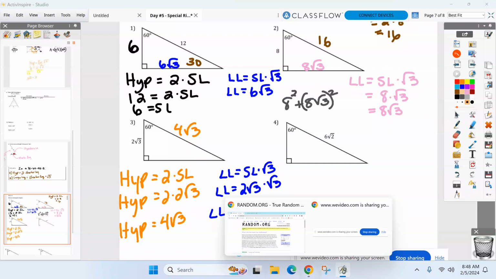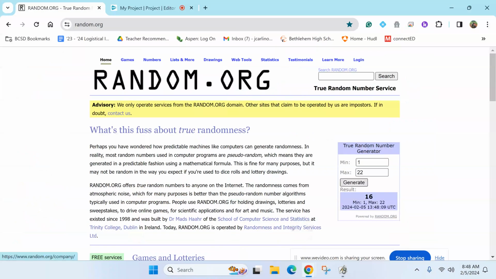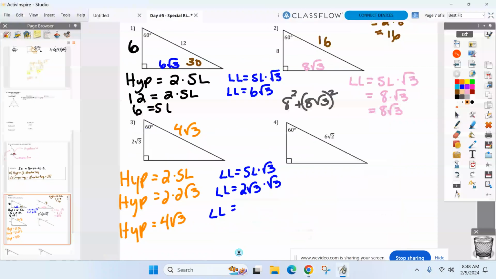Good work. Keep it going. What's my longer leg for this one? Longer leg. Let's see. Bryson? 3 radical 6. What are you multiplying here? Or how are you finding the longer leg? It's the short leg times... So 2 radical 3 times radical 3, right? Yeah. I don't know how you got 3 radical whatever. You might want to use your calc again.